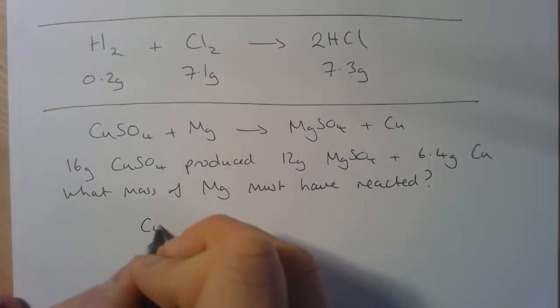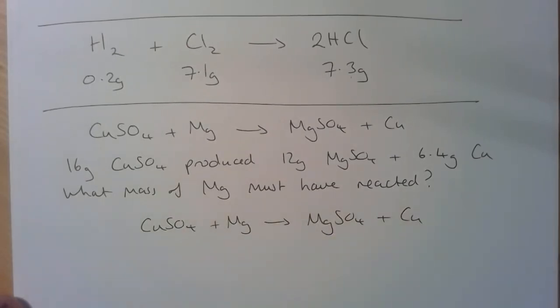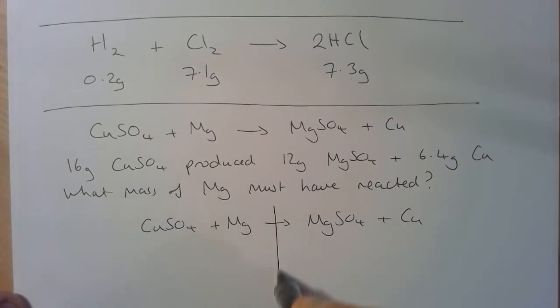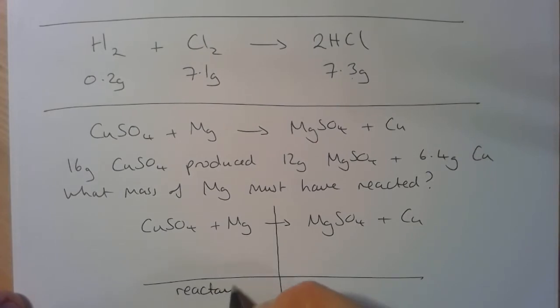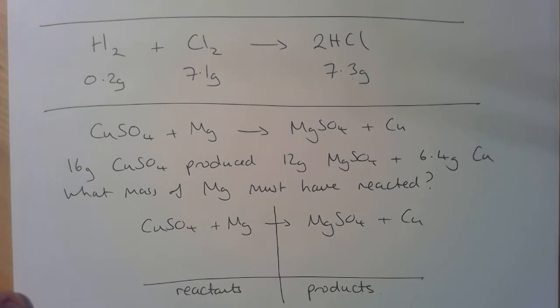So let's write our equation out again underneath, like this. And then we're going to draw a line down here. And we're going to remind ourselves that the formulae that we can see on the left-hand side are the reactants, and the formulae we see on the right-hand side are the product. So the total mass of all of these must equal this. So let's put our information in. We know we've got 16 grams of copper sulfate, we've got 12 grams of magnesium sulfate produced, and 6.4 grams of copper. And we're trying to find out this.